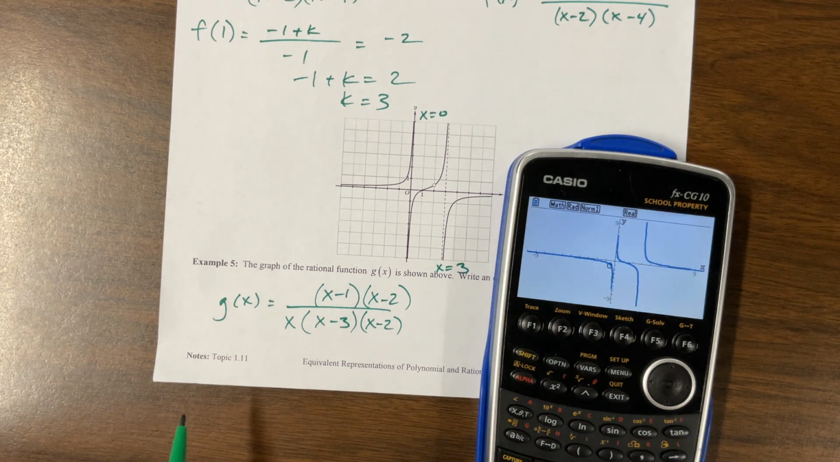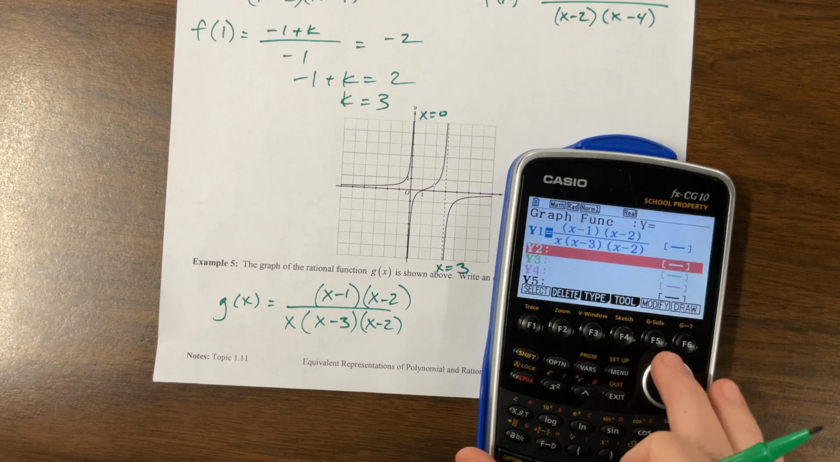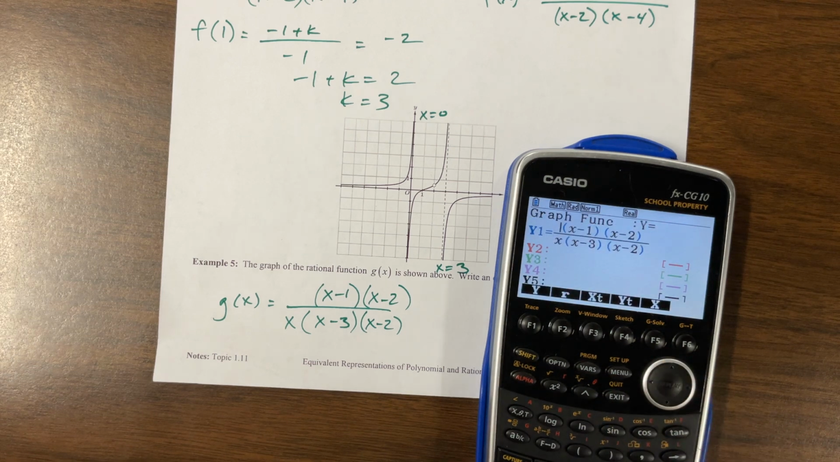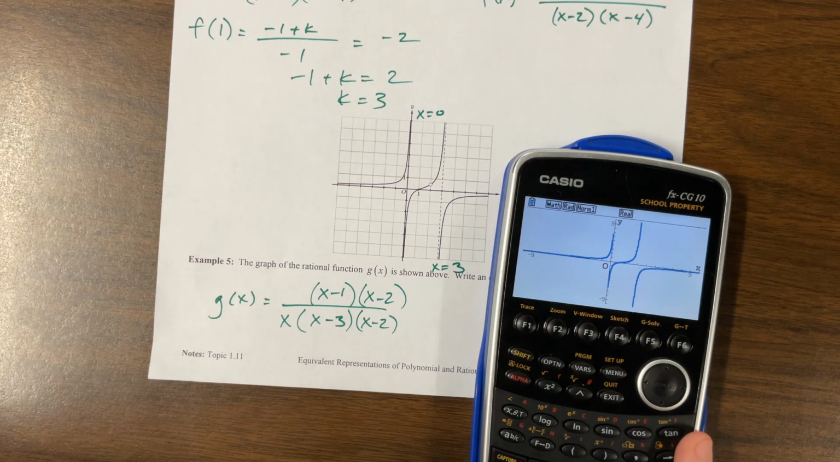Oh, that's wrong. Okay, what did we forget? Maybe a negative? Let's see. If I come back here and throw in a negative, that looks better. How should we have found that? Well, I probably should have picked another point. Oh, that's annoying.